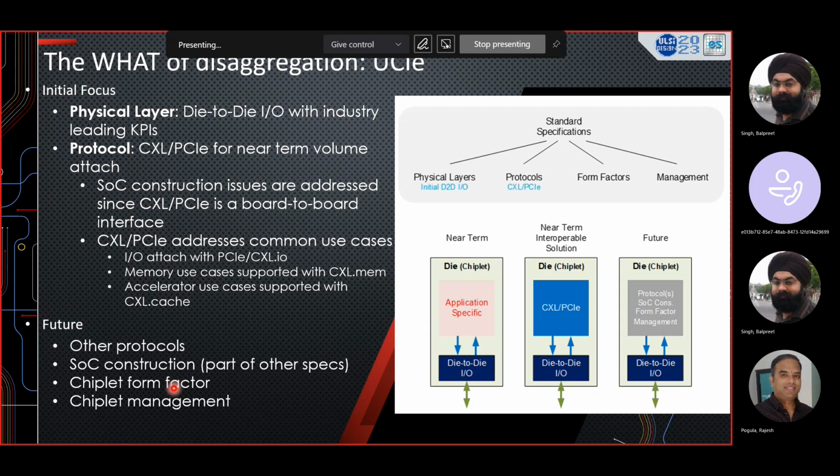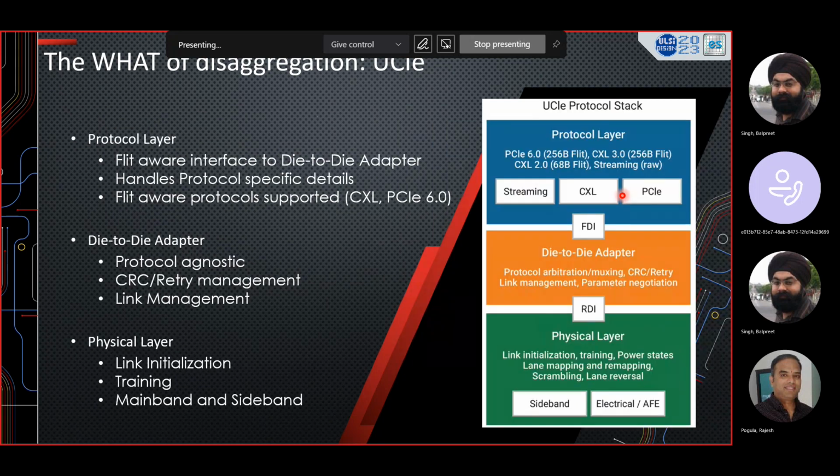Some of the things which are currently not covered, which will come in later versions of the specification, are the form factor and the management, the chiplet management, for example. These things are not yet covered. Currently, like I said, two things are covered. The physical layer, the die-to-die PHY, has been defined. The protocol layer, CXL and PCI, has been defined, and the streaming mechanism is there, where you can stream whatever protocol you have through. And these other two things, currently not covered, are expected to come later.